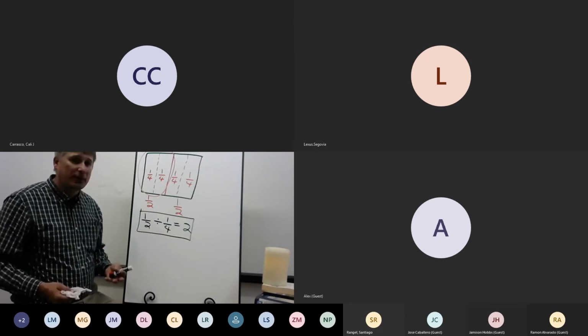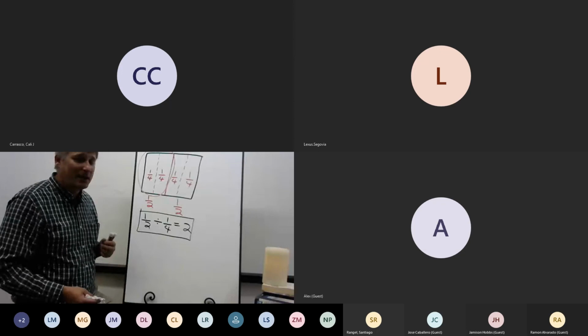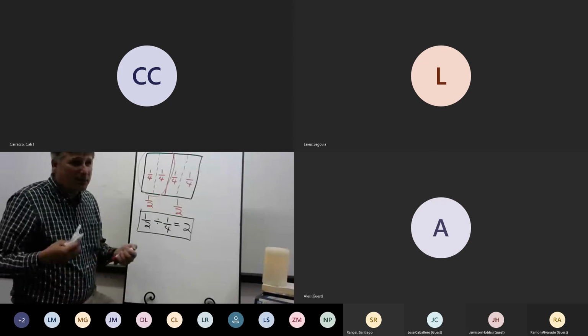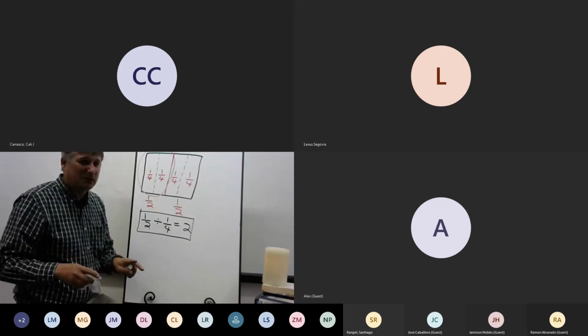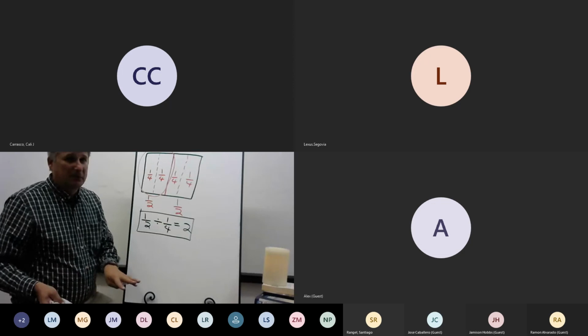Can we come up with a shortcut? And it turns out we can. And I'll admit, how people see these shortcuts, I don't know. Some of them are pretty clever.